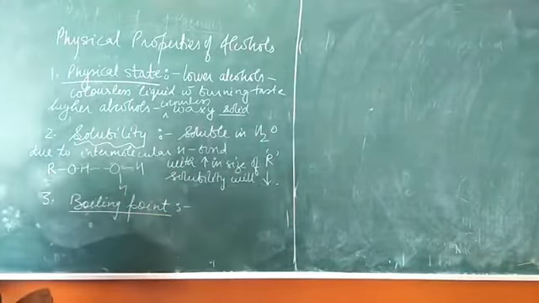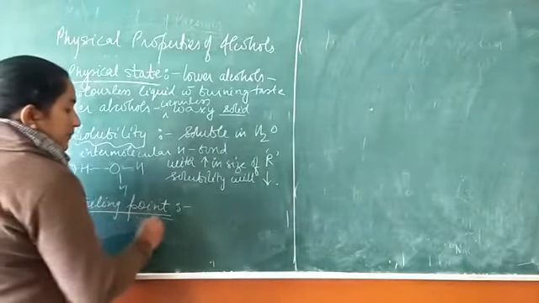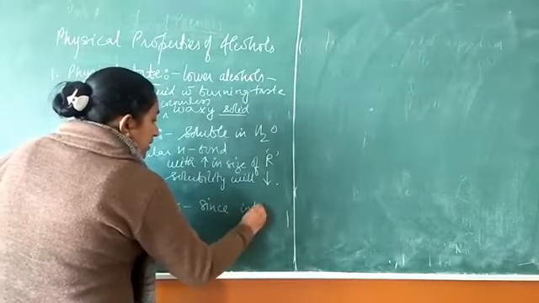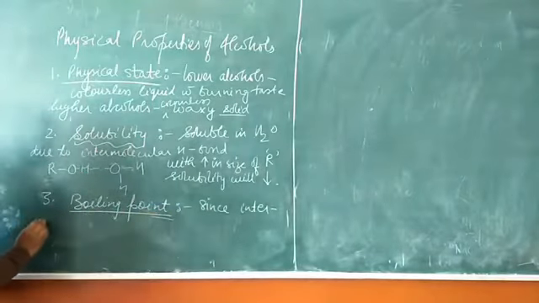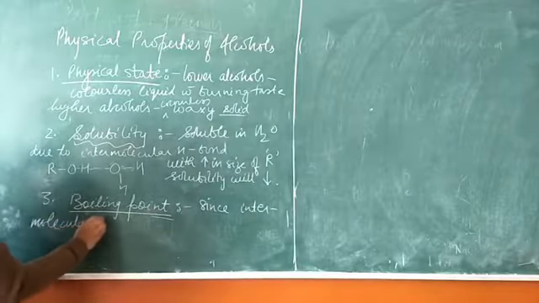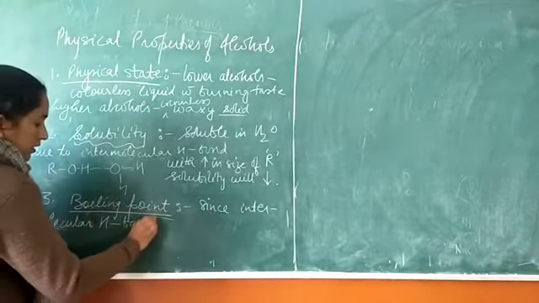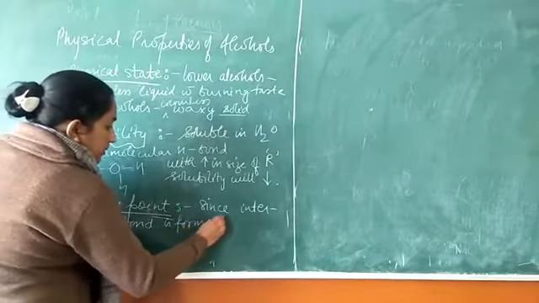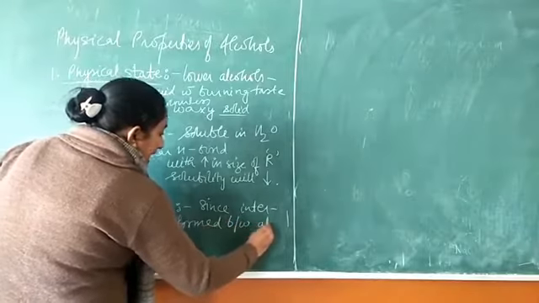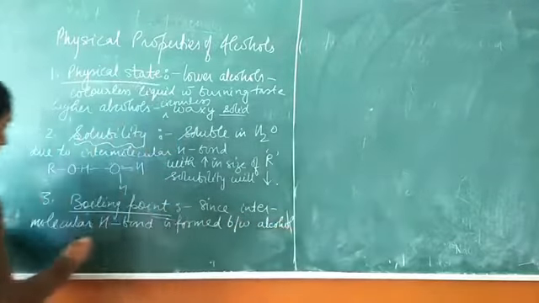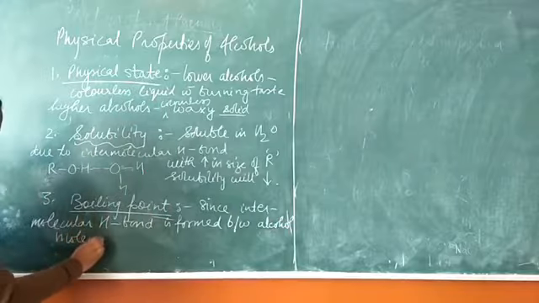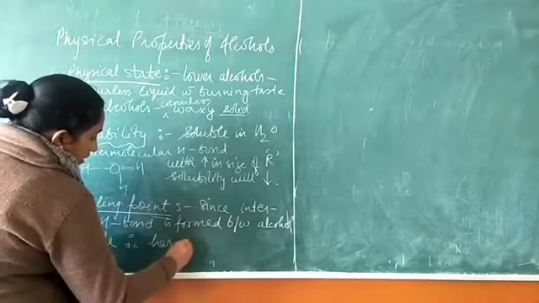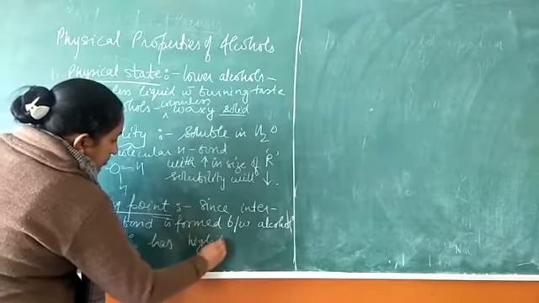Now boiling point here is a bulk property, right? So here, since intermolecular hydrogen bond is formed between alcohol molecules, it therefore has a high boiling point, right? Therefore it has a high boiling point.